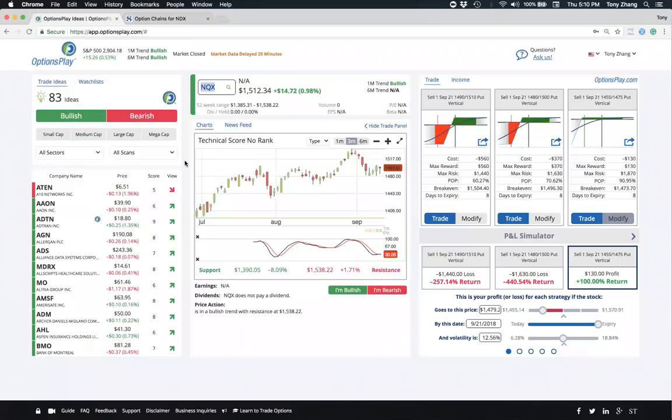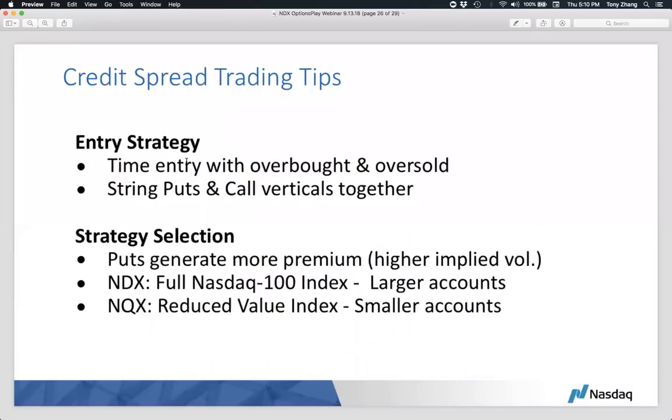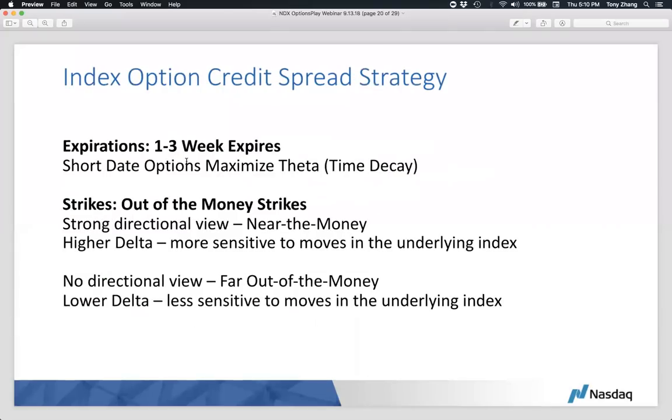These are very low delta trades, so they have very low exposure to the underlying index. These far out of the monies have very low deltas, very little sensitivity to the underlying index. So it doesn't matter if the index moves higher or moves lower, you generally are able to take a profit on these types of trades. Explain opportunity. I hope I was able to explain opportunity.